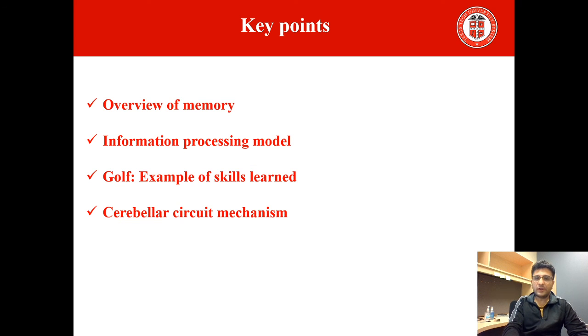If you look at the key points which we have already talked about, we looked at memory and talked about its definition. We also looked at the information processing model. We took an example of golf to try to apply that model. And then at the end, we talked about the cerebellar circuit mechanism to look at how this coordination works. Thank you very much.